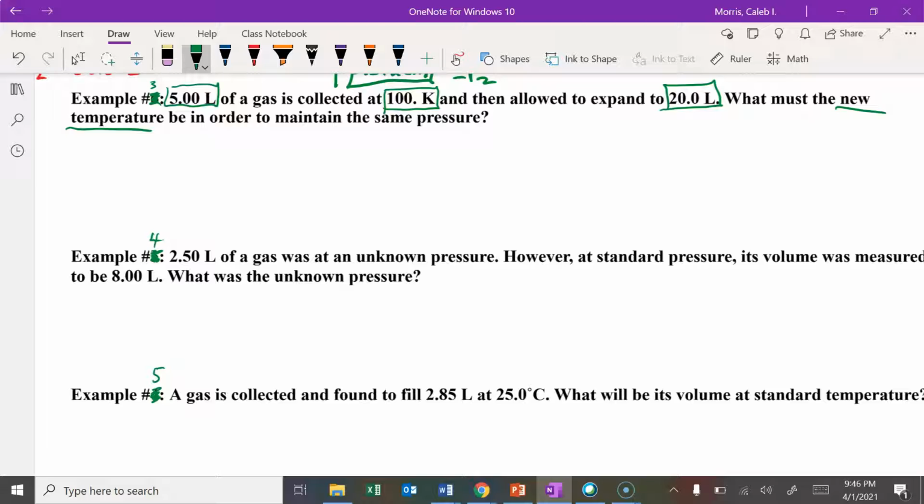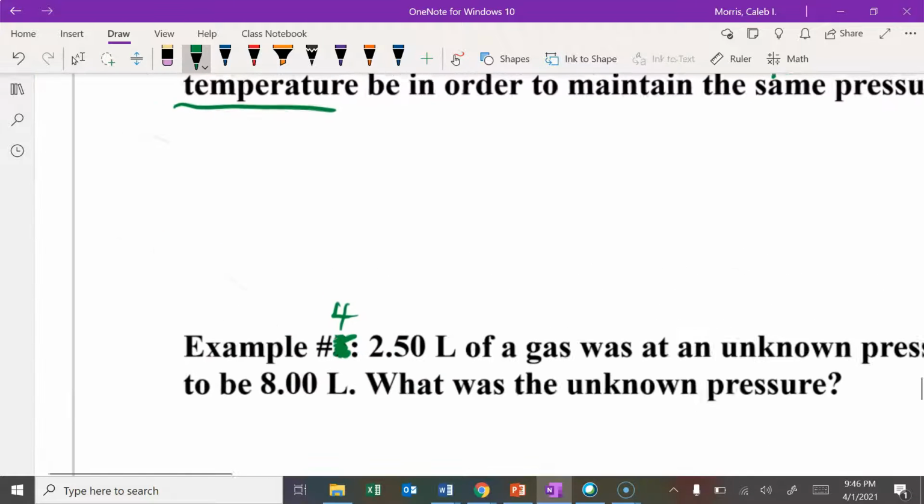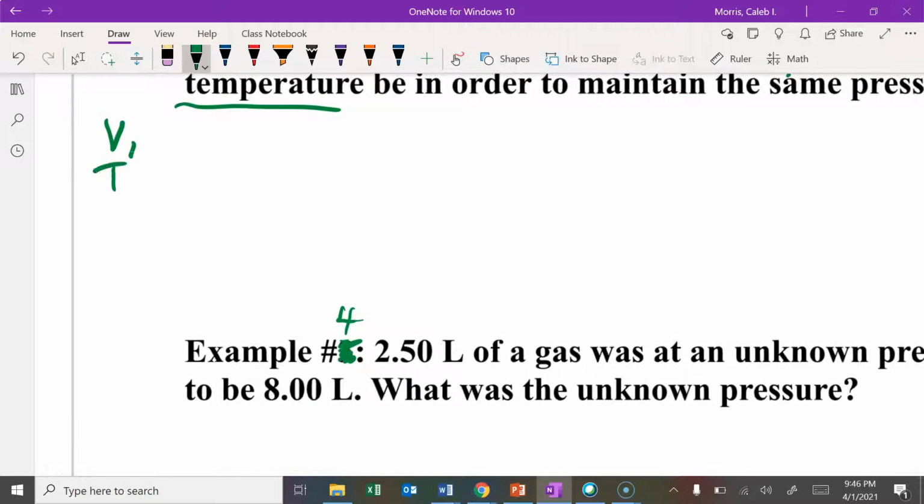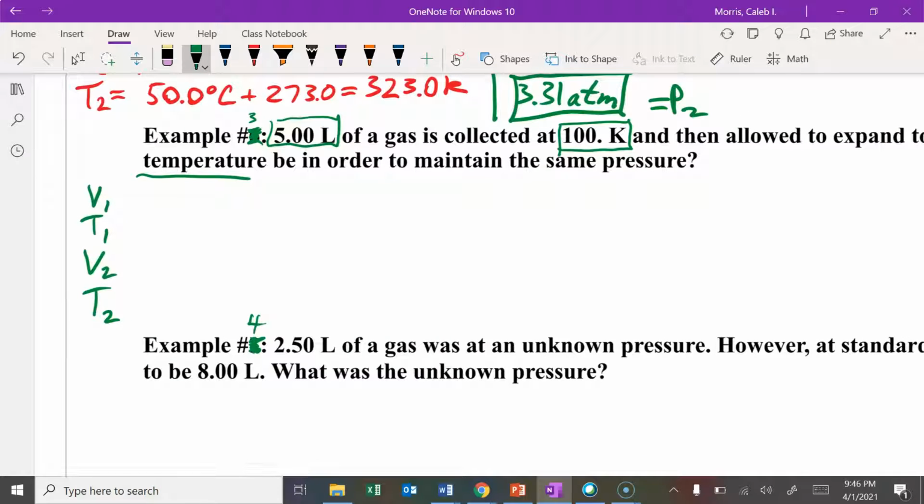So that means temperature is changing. Volume and temperature are changing. Remember, it's P1 V1 over T1 equals P2 V2 over T2. Well, pressure is not involved. It's just going to be V1 over T1 equals V2 over T2. The nice thing about this is our temperatures are already in Kelvin, so that saves us some time.